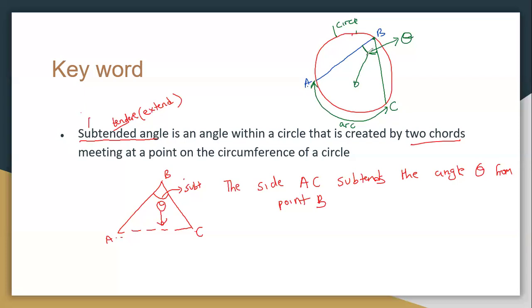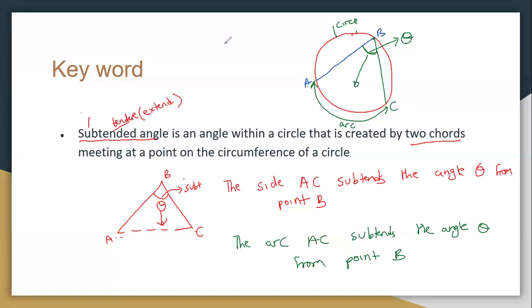So this angle here is what we call the subtended angle. Here we shall say that the arc SC subtends an angle theta from point B. Kindly let me know in the chat whether we are okay with that particular thing.